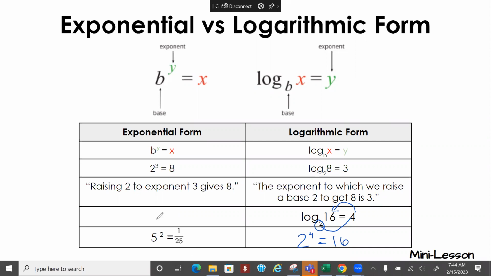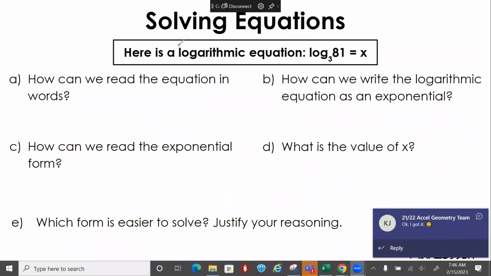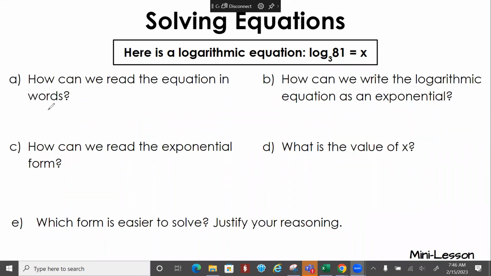Okay. Over here, we're going to try to write this in log form. So remember, we're always going to start with our base, go to the outside, finish at our exponent. So we have log of base 5 of 1 over 25 equals negative 2. Okay, so here's a logarithmic equation. How do we read this in words? Like, read this little line right here.